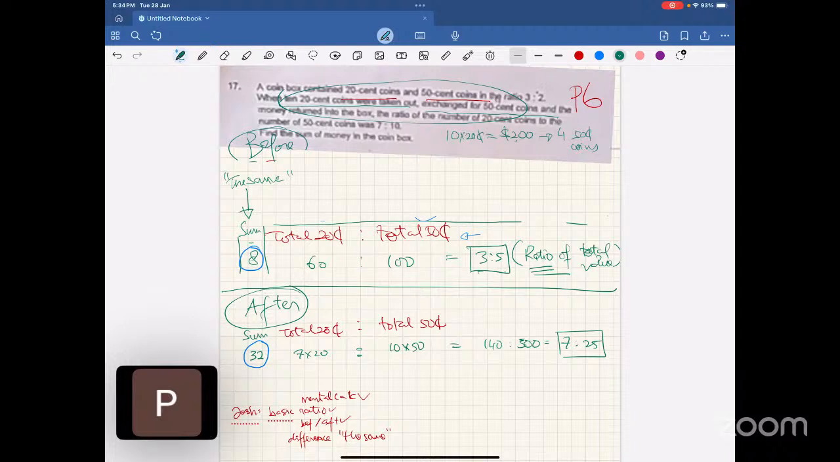Let me repeat this one more time. I take out $2 in the form of 20 cents, correct? I change that into 50 cents. So now I have four 50 cents. No complaints? That's still $2, correct? Still $2. Then I put it back in the box. I take out $2 from the box, I put back in the box $2.